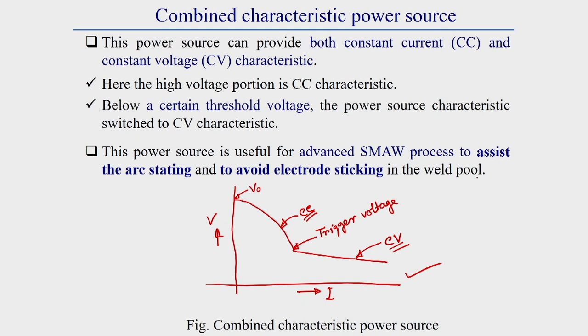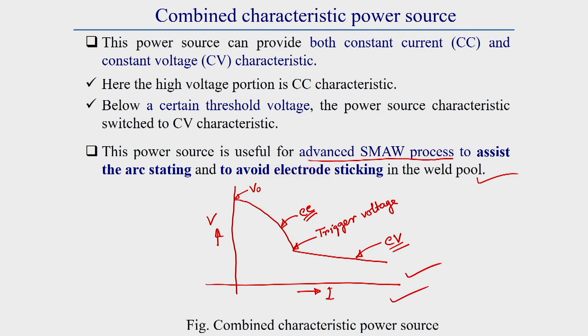So, these power source characteristics have an application in advanced types of SMAW process. If we use these types of power source characteristics, it will assist the arc starting and avoid electrode sticking in the weld pool. So, this power source characteristic is also popular for advanced types of SMAW process.